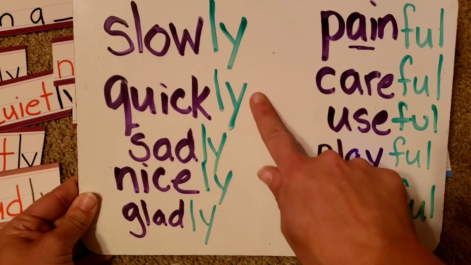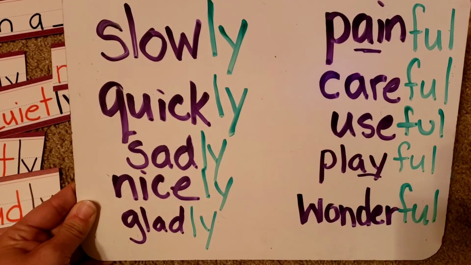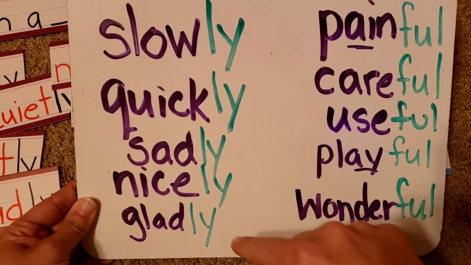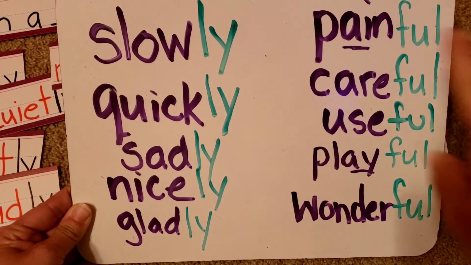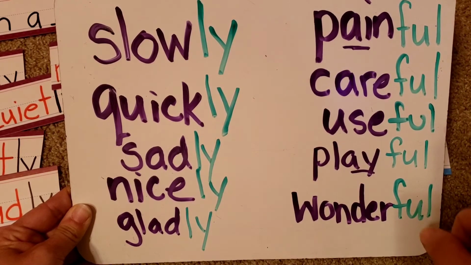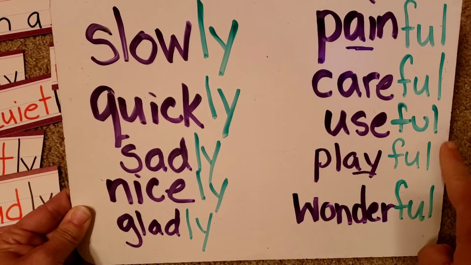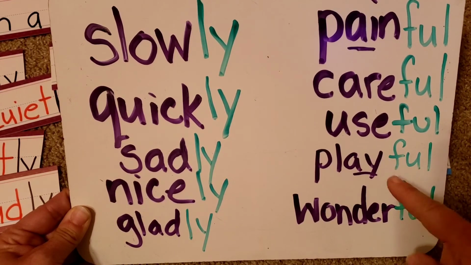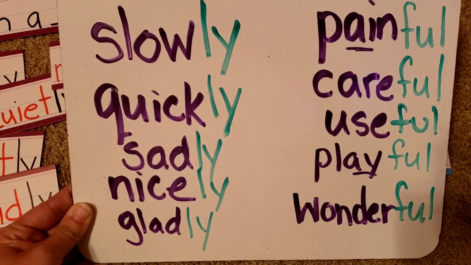We have slowly, quickly, sadly, nicely, and gladly. Those tell us the way that people did something. She did it slowly, he did it quickly, he did it sadly, he did it nicely, and she did it gladly. Okay? And we have our full words: painful, full of pain, ouch; careful, full of care, being very cautious; useful, full of uses; playful, full of play, always playing; and wonderful, full of wonder. Okay, those are our words for the week. We'll have some fun with them.